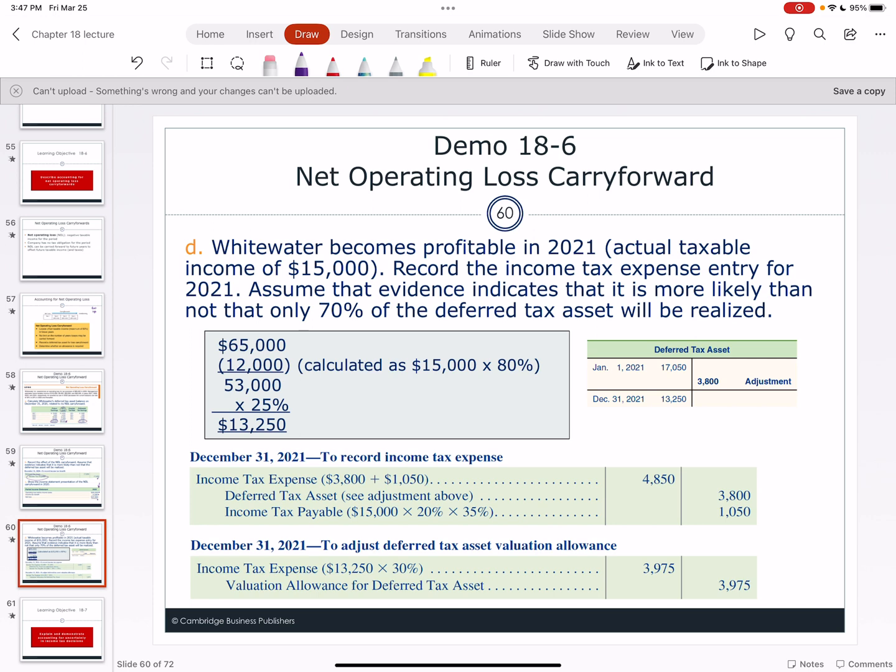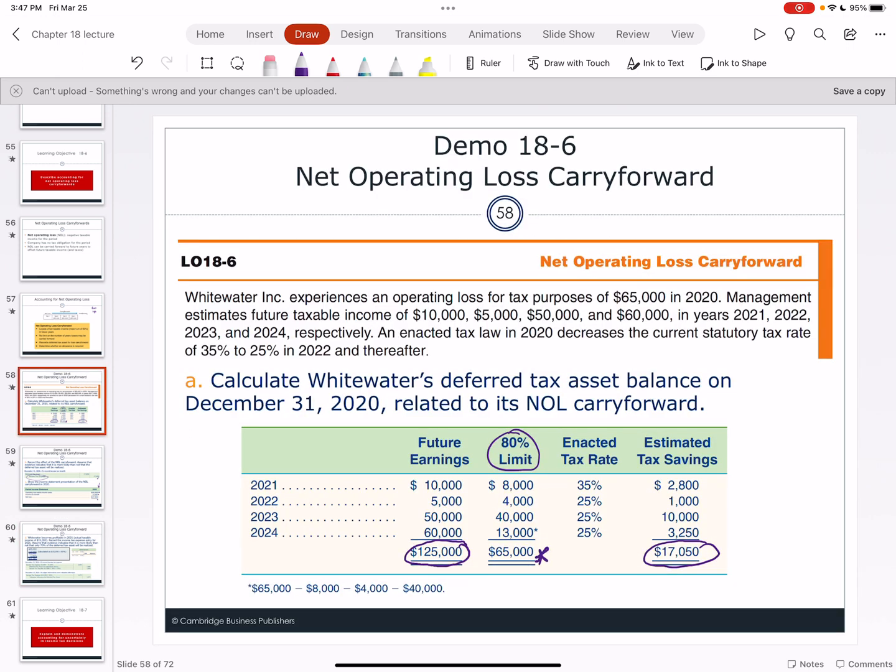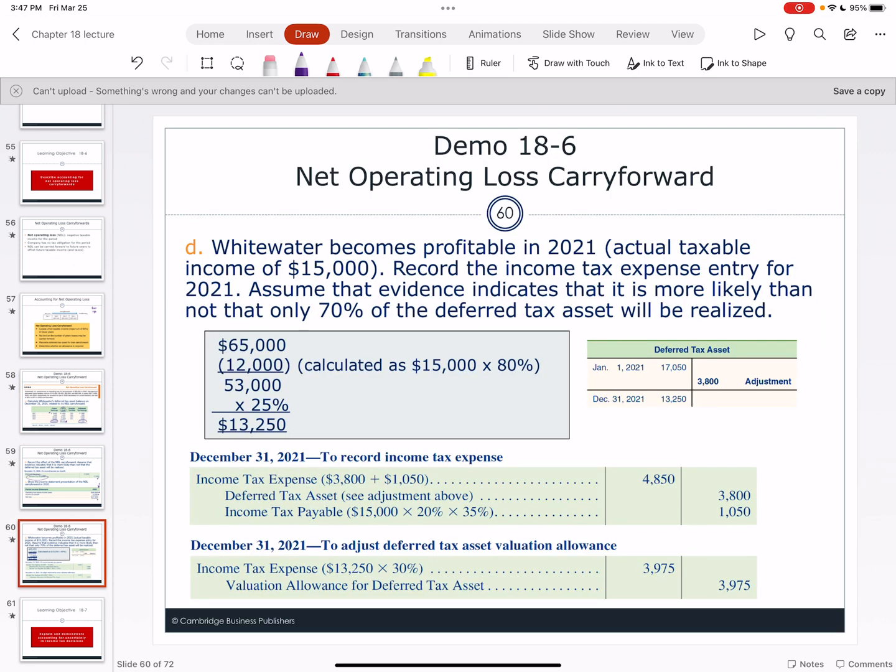Now, let's assume that they become profitable in 2021 and they have actual income of $15,000. Back in our previous slide, they guessed they'd have 10, right? Nobody tends to guess exactly right. They have 15,000. We're also going to assume that evidence indicates that it's more likely than not only 70% of that deferred tax asset will be realized. I don't know why that would be, but we'll just go with it.